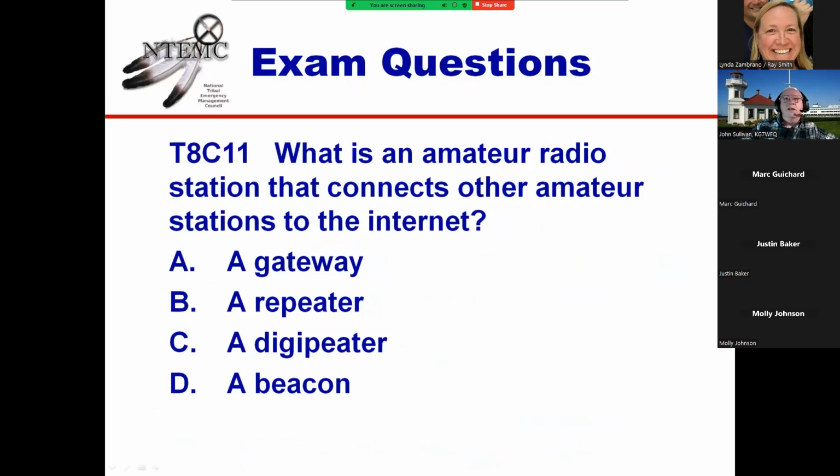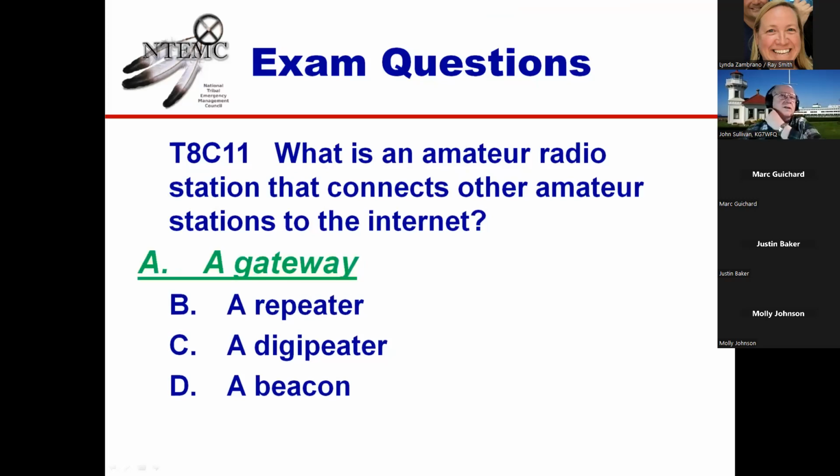What is an amateur radio station that connects other amateur stations to the internet? And I guess I didn't mention this. The answer is it's a gateway. A gateway is what they call it. We know what a repeater is already. It's not a repeater. A digipeater is a digital repeater. And a beacon is something that transmits a signal that you can receive. So the only one left is a gateway.